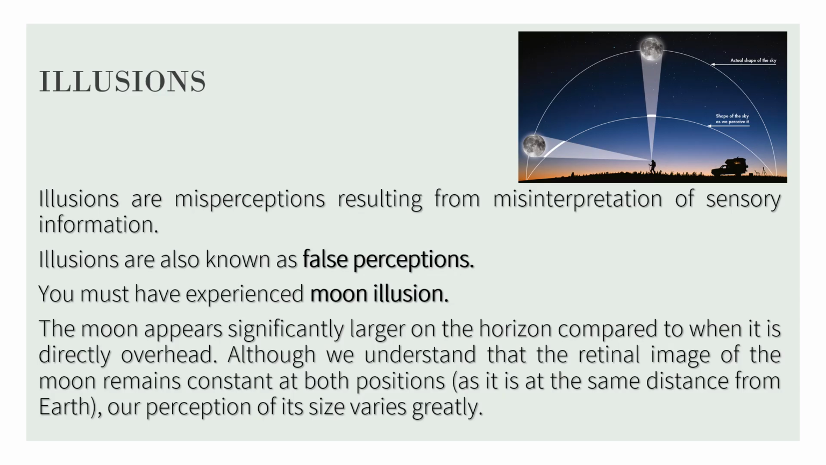Now coming to illusion. Illusions are misinterpretations or misperceptions resulting from sensory information, also known as false perception. You must have experienced the moon illusion. The moon illusion is when you see the moon at the horizon, you perceive the moon as bigger in size than when it is up, far from the horizon. The distance of the moon is the same, but you are perceiving it as a different size.